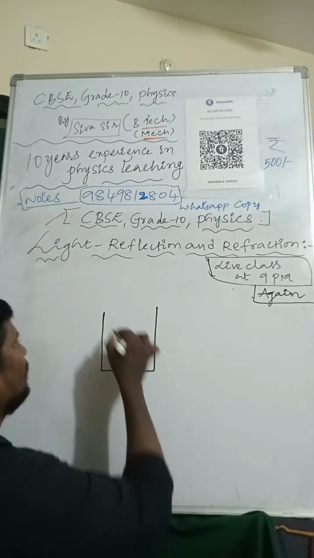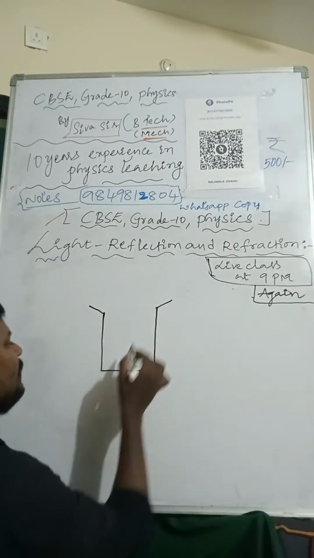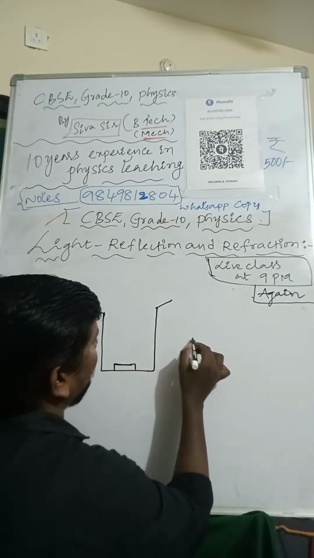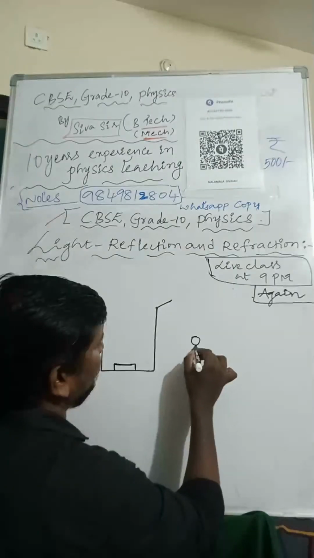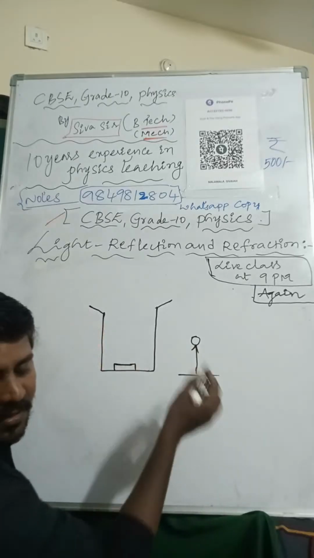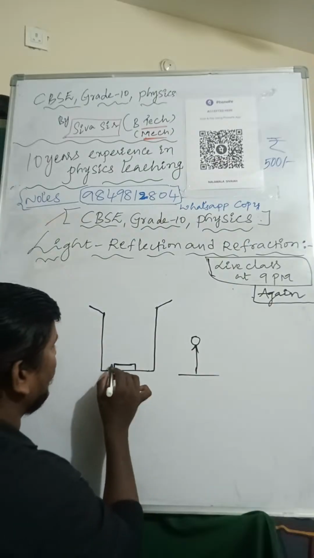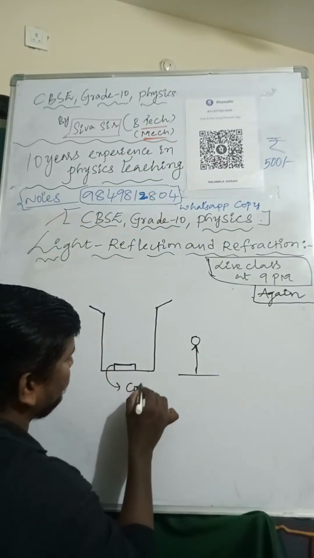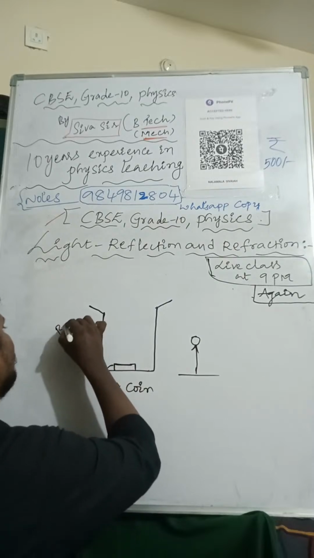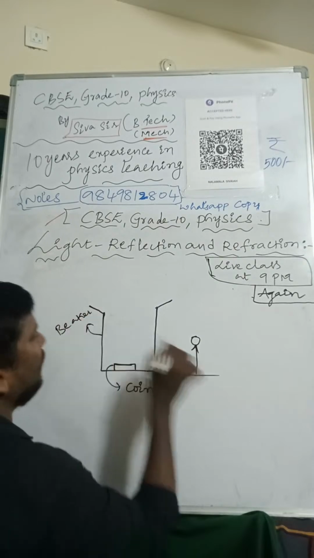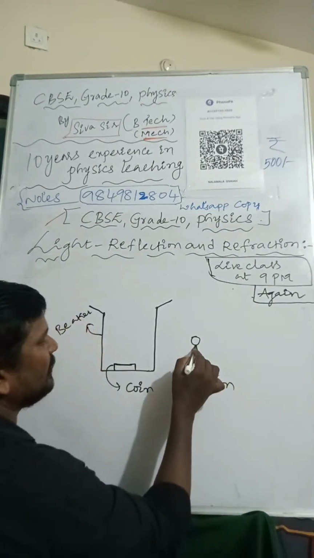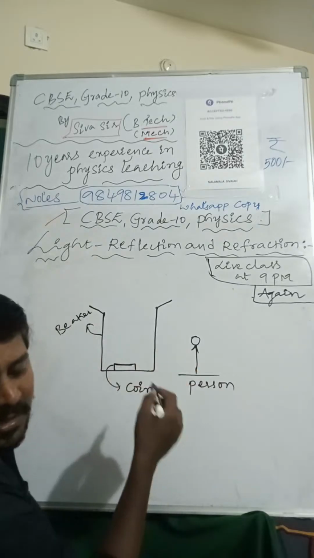So here is one coin. The coin is placed here, in a beaker. You are standing here, the person is here. Initially you can't see the coin. So if the person wants to see the coin, initially he can't.